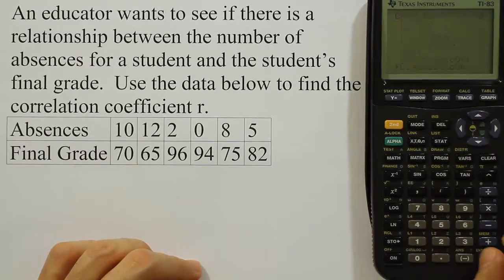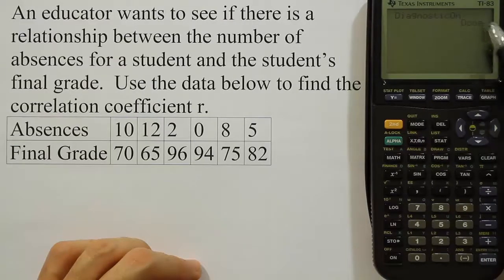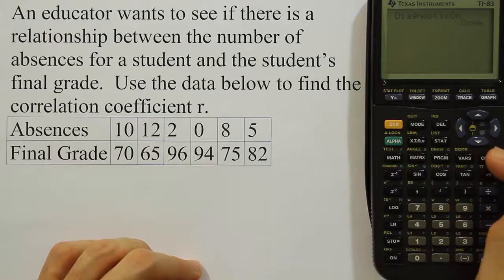Now, diagnostic on is highlighted with the cursor next to it there. I'm going to press enter. It's going to come up on my screen, and it's waiting for me to hit enter one more time. So I hit enter one more time, and I get the word done here in my calculator. It tells me that the diagnostics have been turned on.